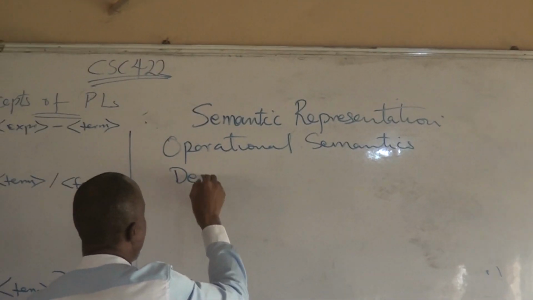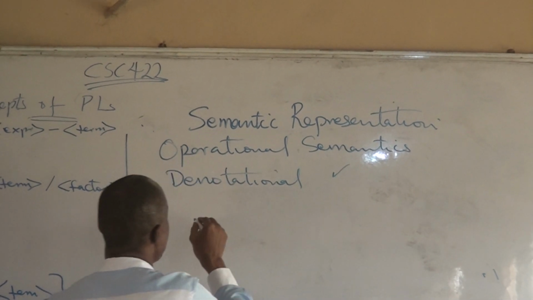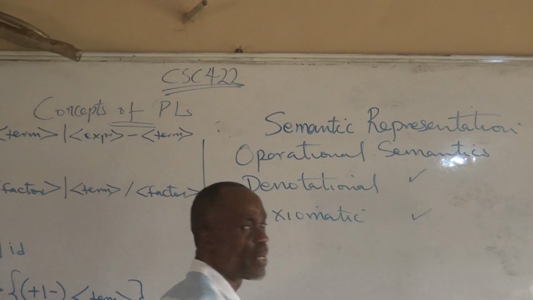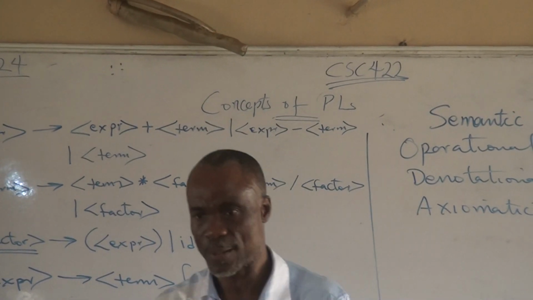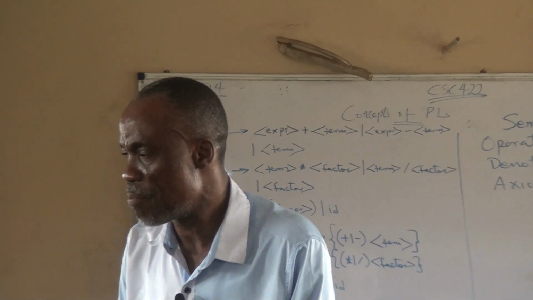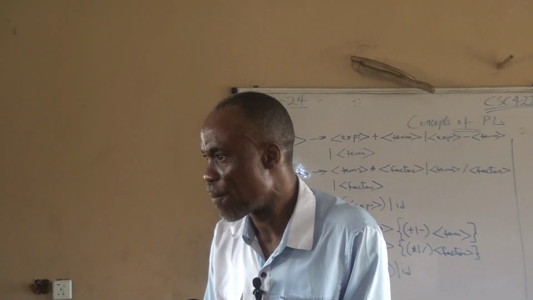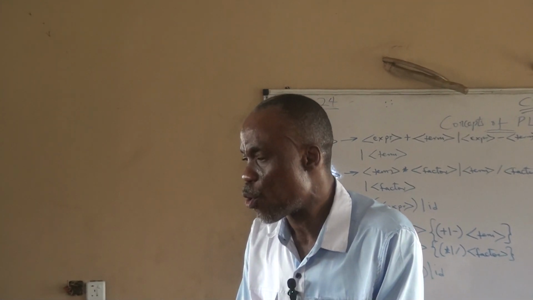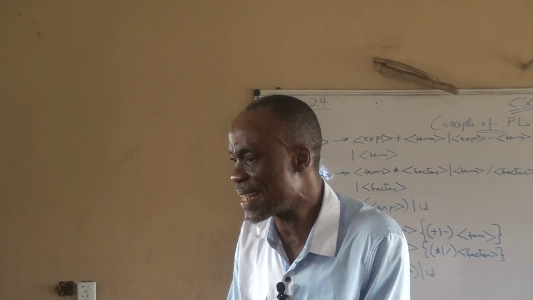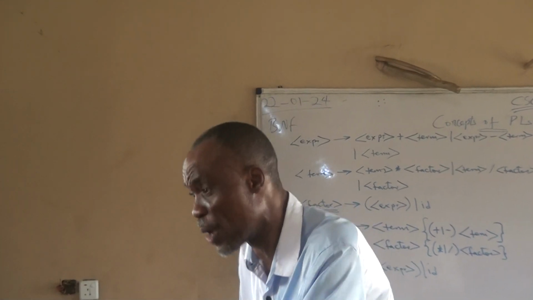We have denotational semantics, and we have axiomatic semantics. Operational semantics mimics the behavior. So it describes the behavior when the programming language expression, syntax, or program unit is executed on a real machine. Sorry, on a real or virtual machine.